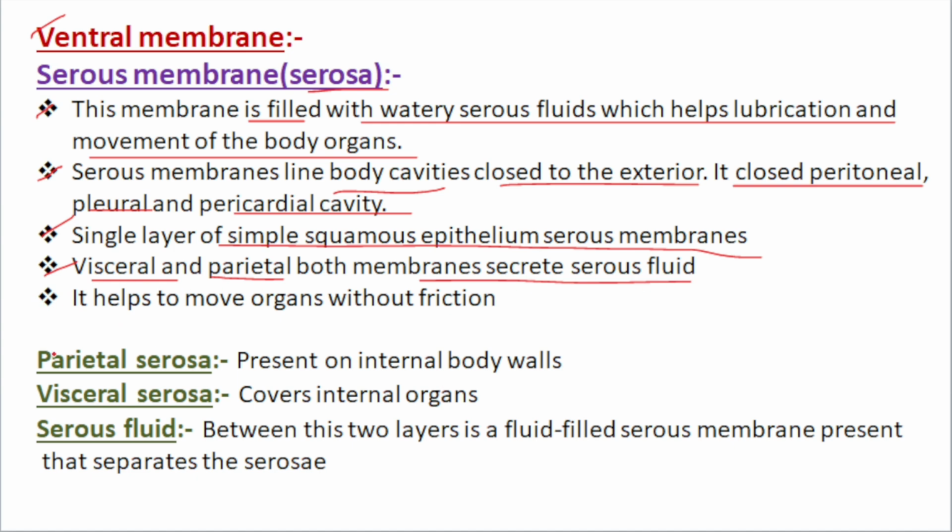So depending on the location, means where the serous fluid is present, it can be divided into three types. Those are first parietal serosa that is present on the internal body wall. Second, visceral serosa that covers the internal organ. And third, serous fluid. Between these two layers, means parietal membrane and the visceral membrane, there is a fluid-filled space and it helps separate the serous membrane or serosa.